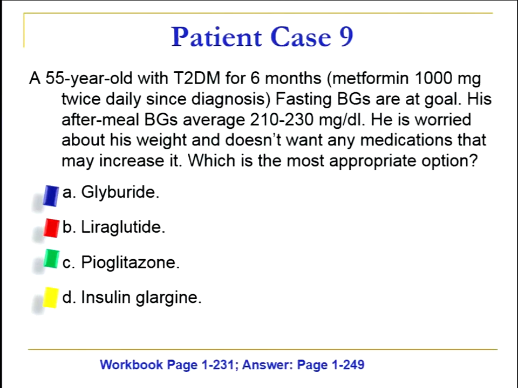So patient case 9, this guy has good fastings, bad postprandials, but doesn't want his weight to go up. So the only thing on this that does not increase weight would be B, liraglutide. All the other 3 listed there, particularly insulins and sulfonylureas and the like, have a significant increased risk for weight gain. But pioglitazone does as well.